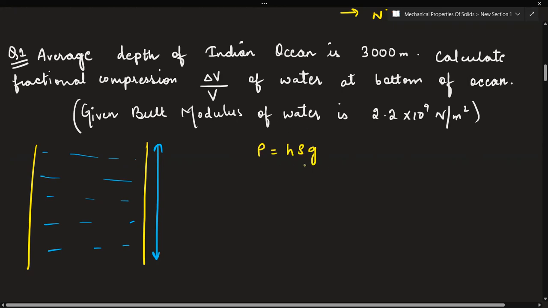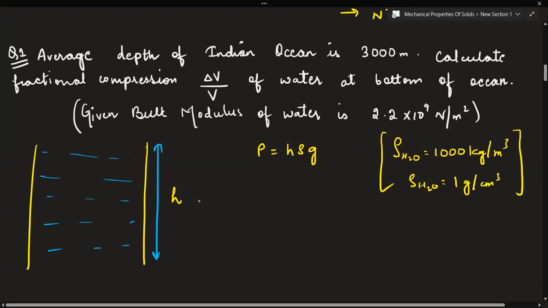How we are getting this formula will be discussed later in the next chapter, mechanical properties of fluids. For now, for solving this question, use P is equal to H rho, where H is the height of the water column and rho is the density of water. The density of water is 1000 kg per meter cube, and in CGS it is 1 gram per centimeter cube. You have to remember these values for water's density as well. So first calculate the pressure. Let me know what the pressure comes out to be.